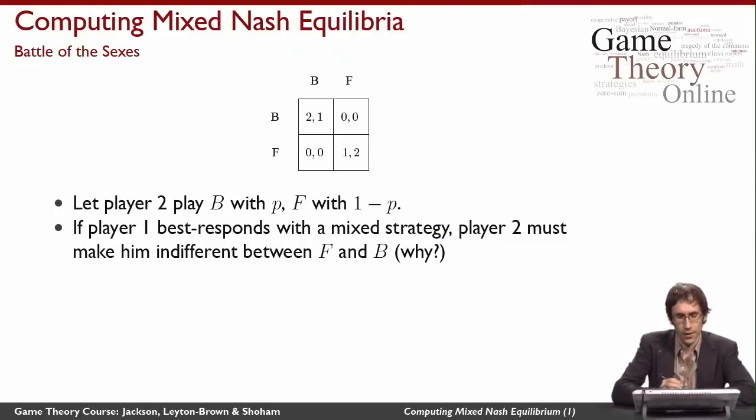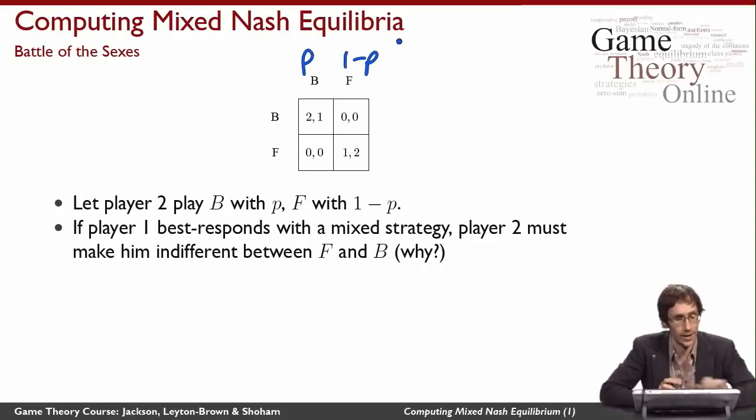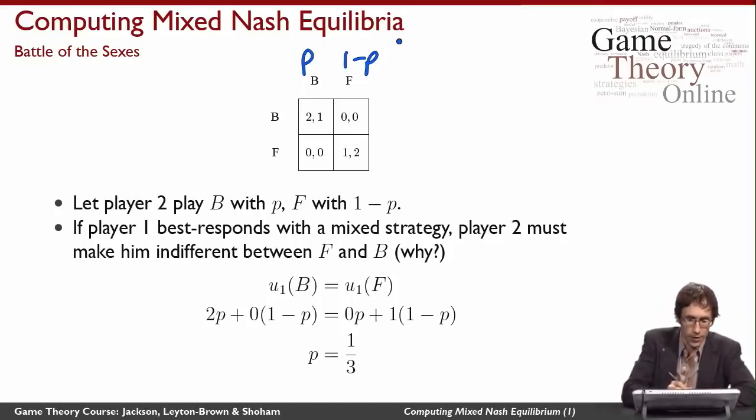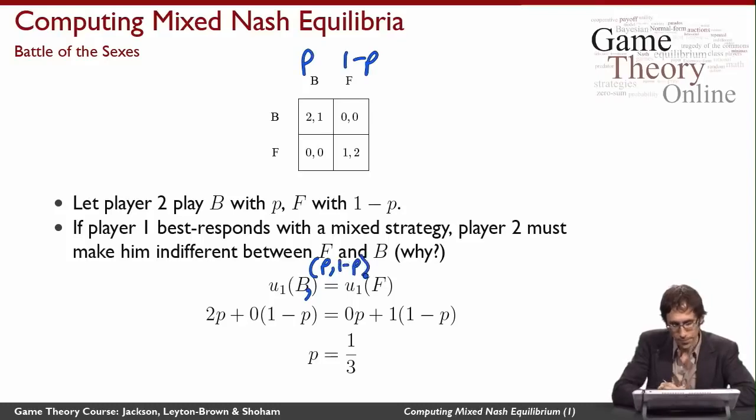So that means that we can reason that player 2 has set his probabilities P and 1 minus P in such a way that makes player 1 indifferent. And the reason why we've bothered to think about this is we can actually write that down in math. So we can say the utility for player 1 of playing B, and here I'm kind of abusing notation. You should really understand this to mean the utility for player 1 of playing B, given that player 2 plays P, 1 minus P, is equal to the utility of player 1 for playing F, again, given that player 2 plays P, 1 minus P.